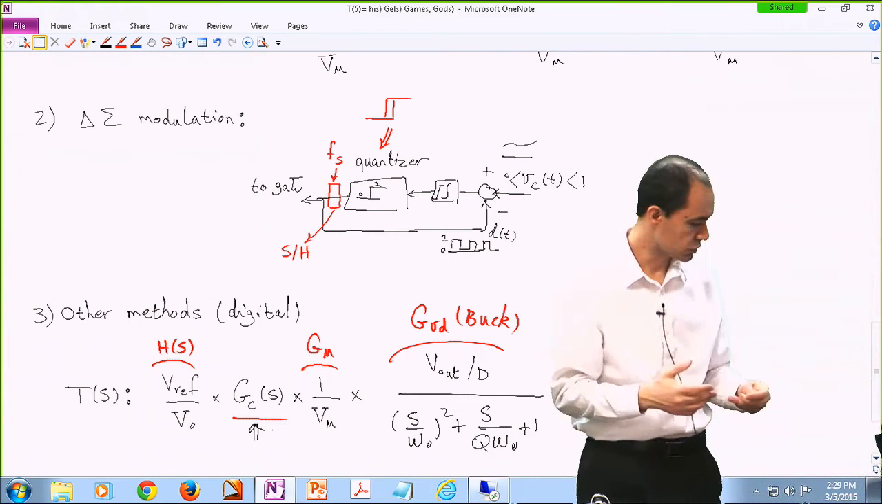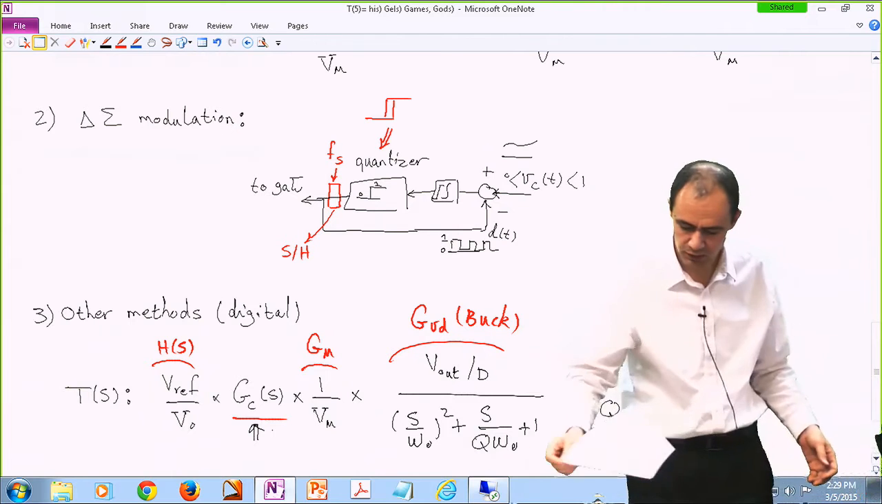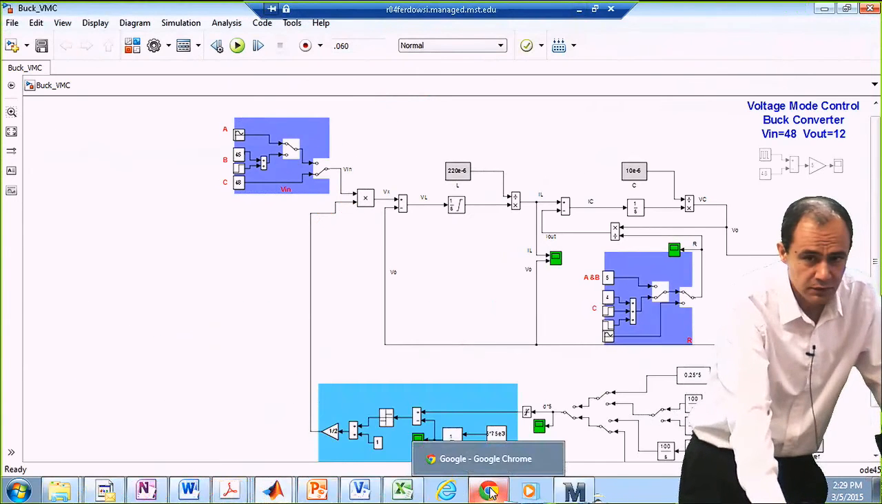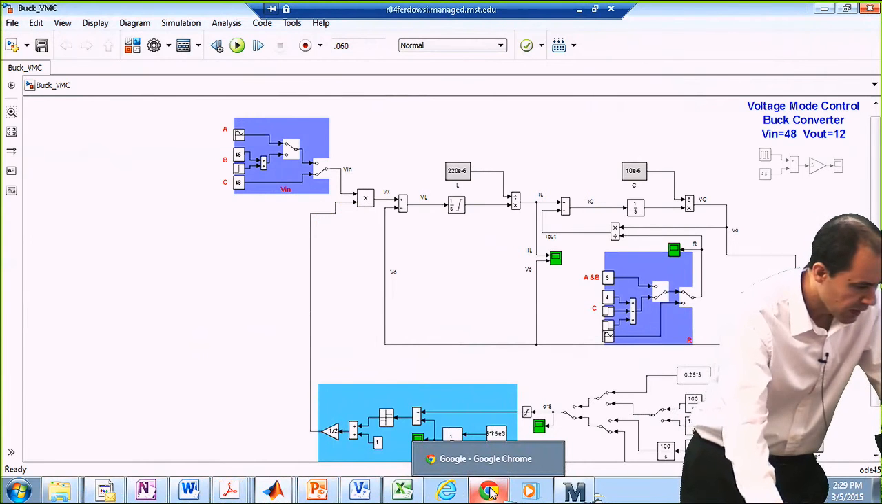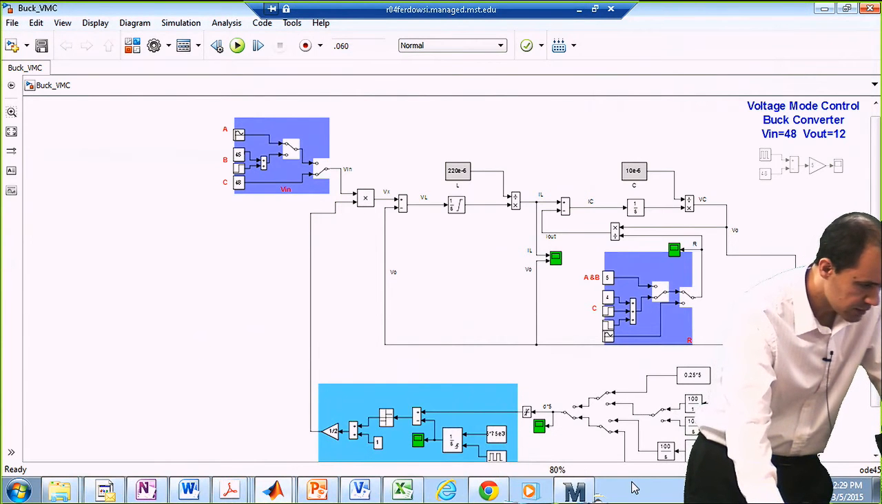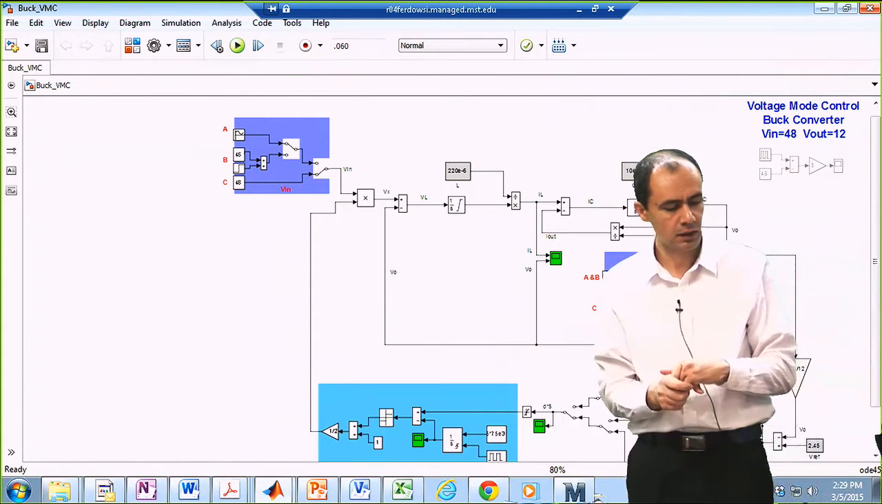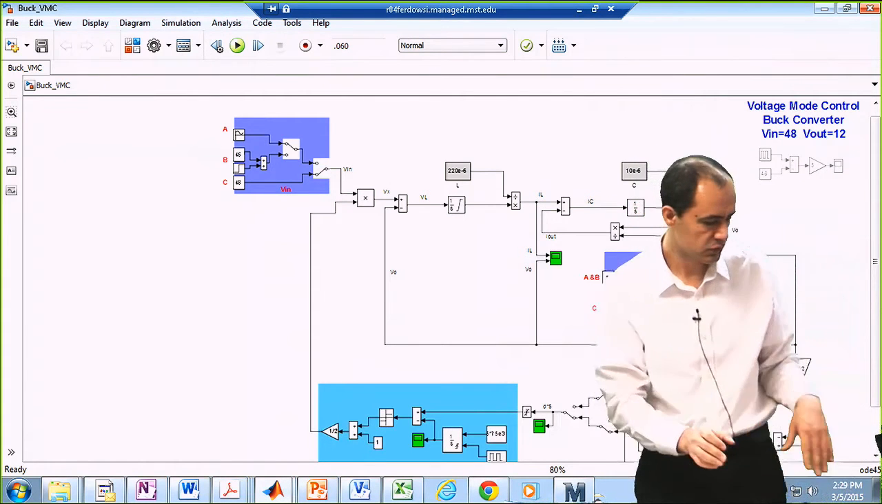Okay, so I'm going to switch to my office computer over here. Any questions so far? Okay. I have already uploaded these files on Blackboard. What you see on the screen does not look like the buck converter, but it is a buck converter.